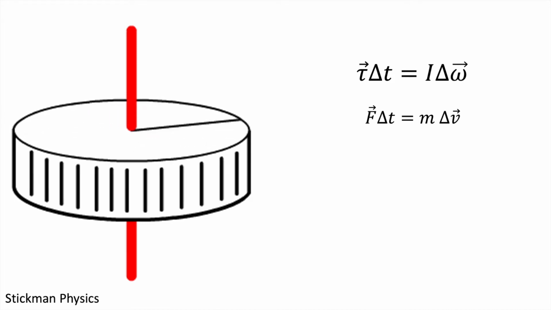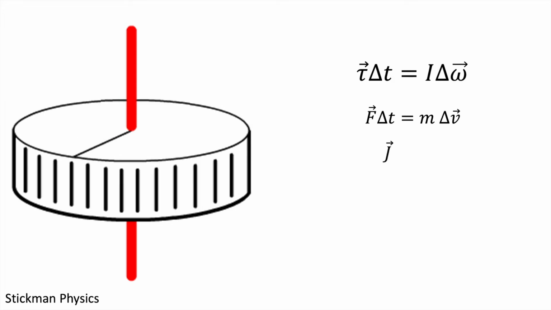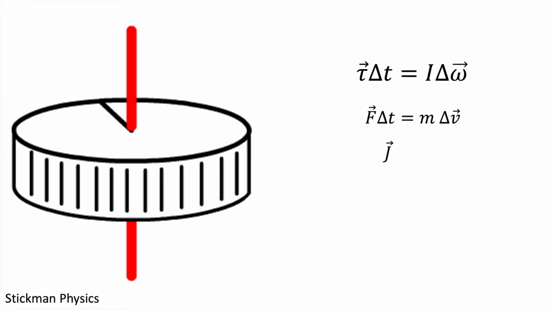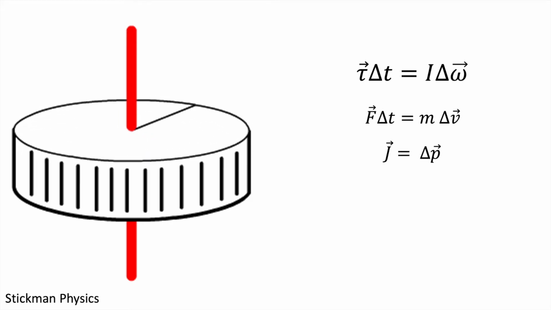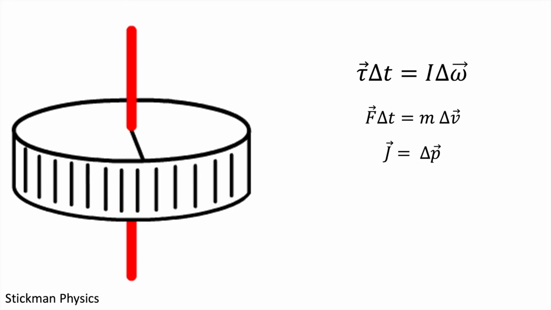Does something look familiar here? The first term in the equation is the linear impulse, and the second one is the change in linear momentum of the object. So, by doing this replacement, we have recovered the familiar relation between linear impulse and linear momentum.